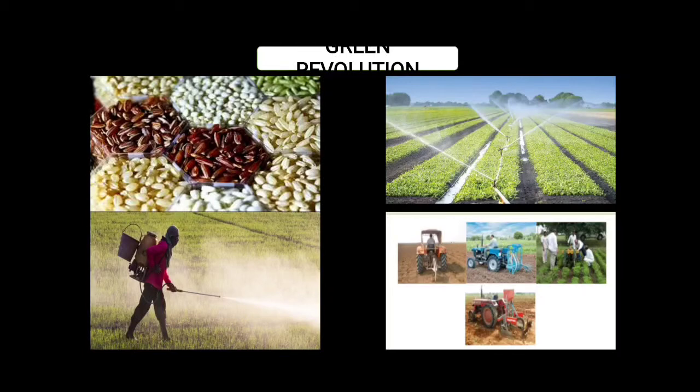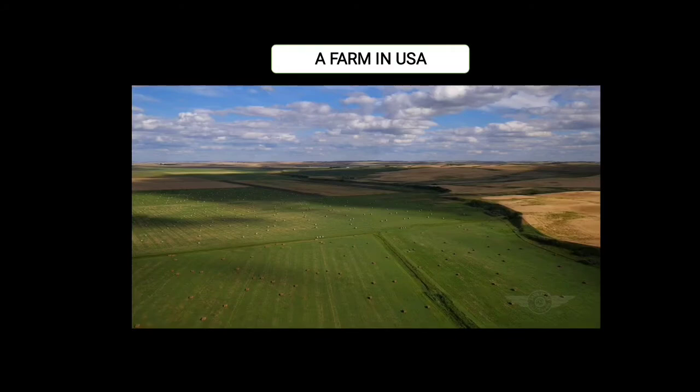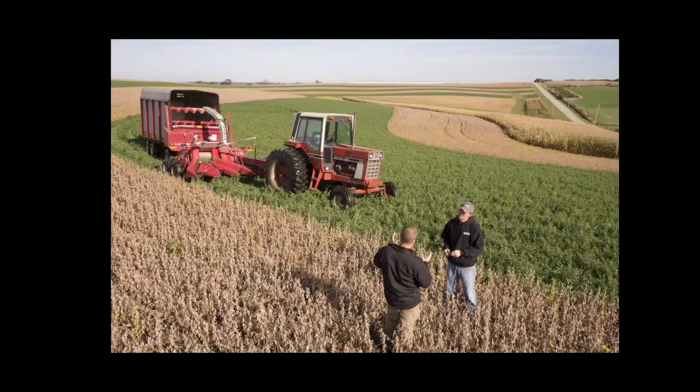So now we will discuss farms in USA. USA is a very prosperous country, and most of the lands are fertile. It has a lot of prairies. You can see it in the picture. These are called prairies. It is like a plain surface area which is located in USA.